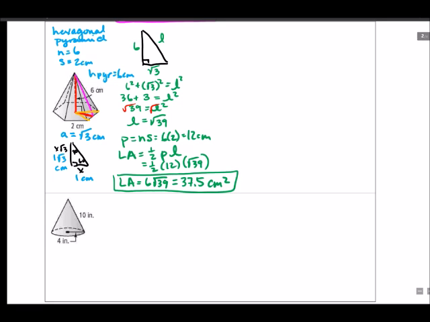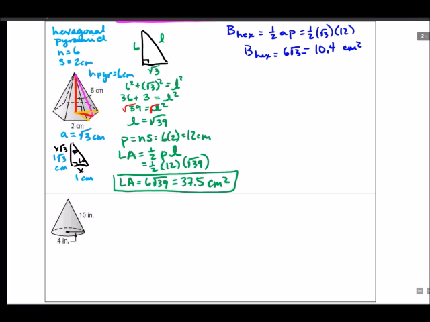Now we need to find the area of the base, but we have done all of the hard work already. So the area of the base is just a hexagon, which is just 1/2 times my apothem times my perimeter. And so this is just 1/2, my apothem is square root 3, my perimeter is 12. So the area of the base is just 6 square root 3, which when I put that into my calculator, 10.4 centimeters squared.